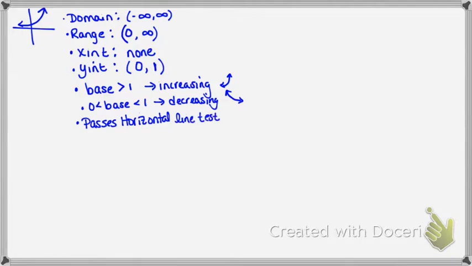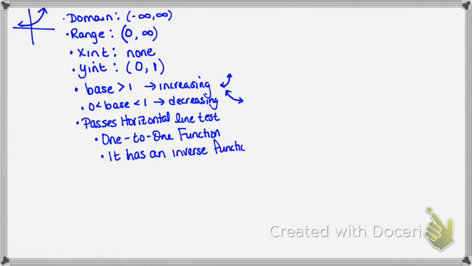Which, if it passes the horizontal line test, remember we had talked about that meant it's called a one-to-one function. And we talked about the horizontal line test when we were talking about inverses, which means it has an inverse function. And we're going to talk about its inverse function next week.